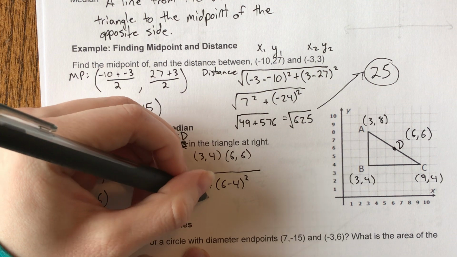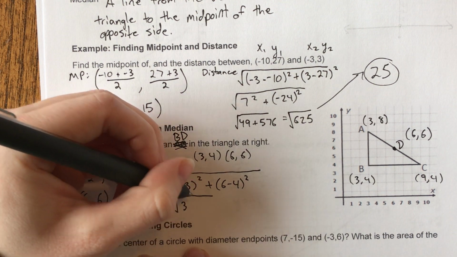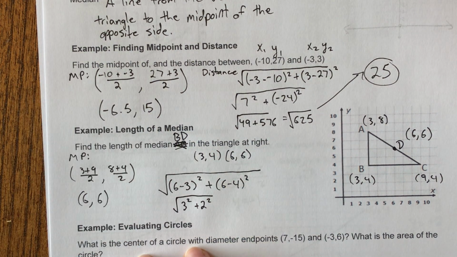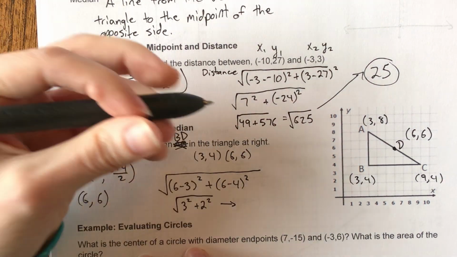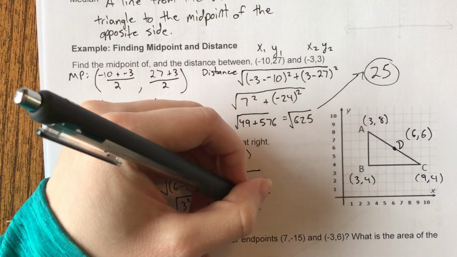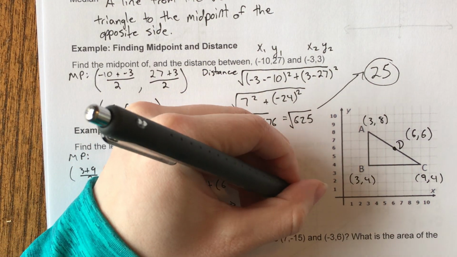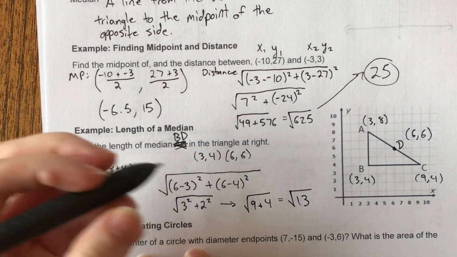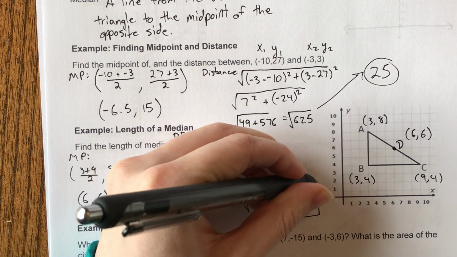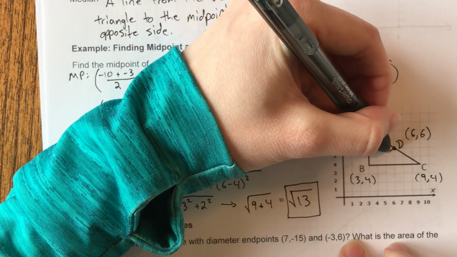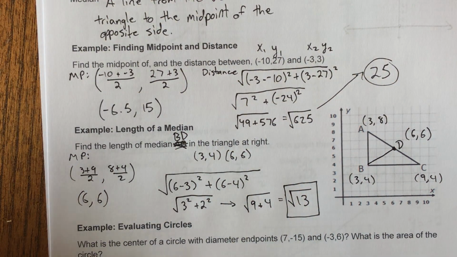And then we can go in here, 6 minus 3 is 3 squared plus 6 minus 4 is 2 squared. 3 squared is 9 plus 2 squared is 4. And we end up with the square root of 13, which of course doesn't simplify in any way. So we can call the square root of 13 the answer. That's the exact answer of our distance between those 2 points, which means it's the exact answer for the length of median BD. We can draw that in if we want.